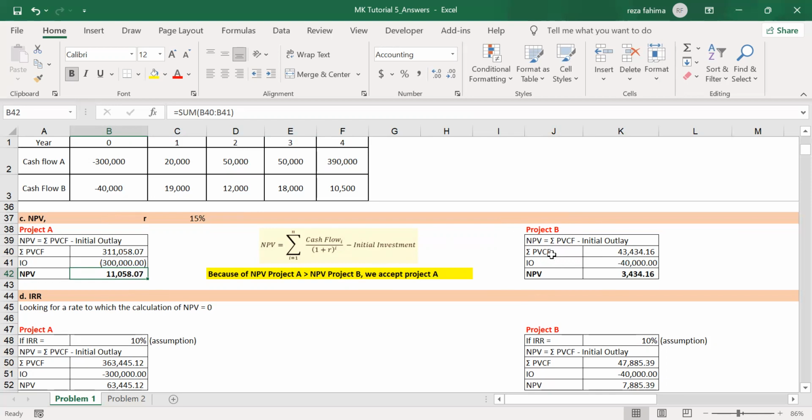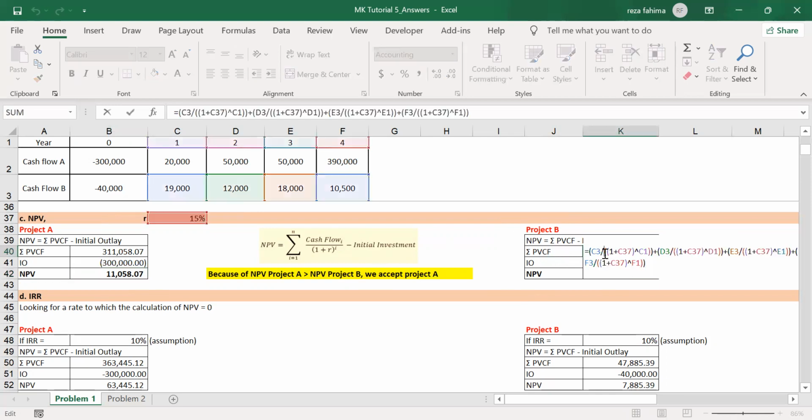We're going to calculate the present value of cash flow first. So for the project B, this is the first year cash flow of the project B divided by 1 plus the required rate of return, 15%, in the power of 1, since we're calculating the cash flow of the year 1, plus the second year's cash flow, which is 12,000, divided by 1 plus the required rate of return in the power of 2, because we're calculating the cash flow of the year 2, and we'll do the same way with the third and the fourth year.